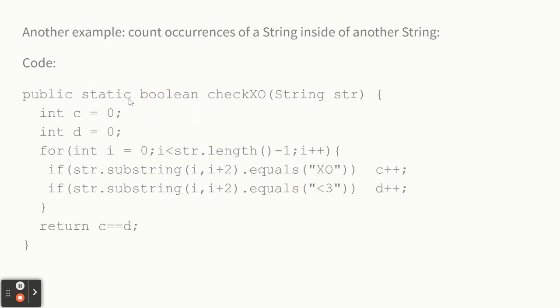Here's another one. It's checking for stuff inside of another string. I'm counting how many XOs there are and how many <3s, the heart things, there are. So I set two variables, the c and the d. And this method is checking if there's the same number of XOs as there are hearts. So we count in the for loop. If the substring i comma i plus 2 equals XO, we add 1 to c. Same thing for the heart thing. And then I'm just saying return c equals d. That will return true if they're the same and false if they're not the same.